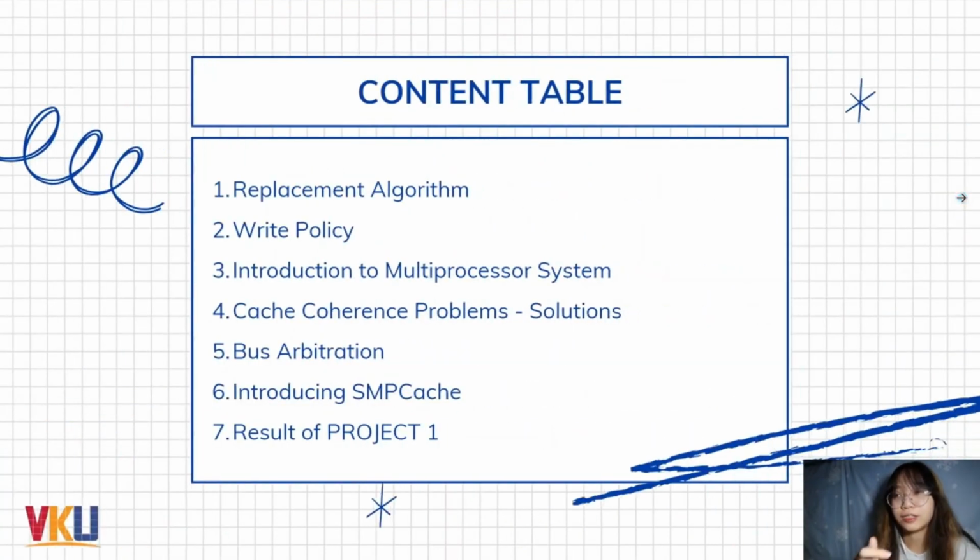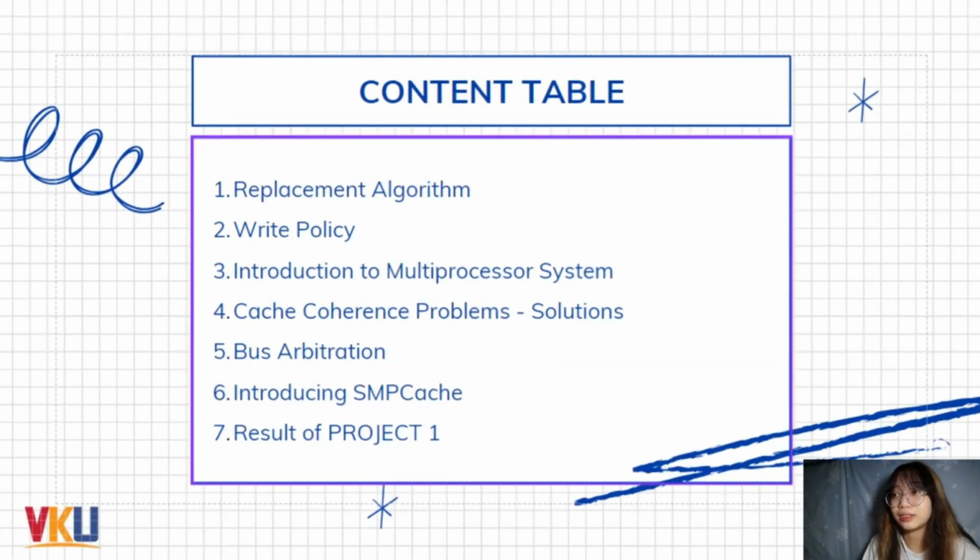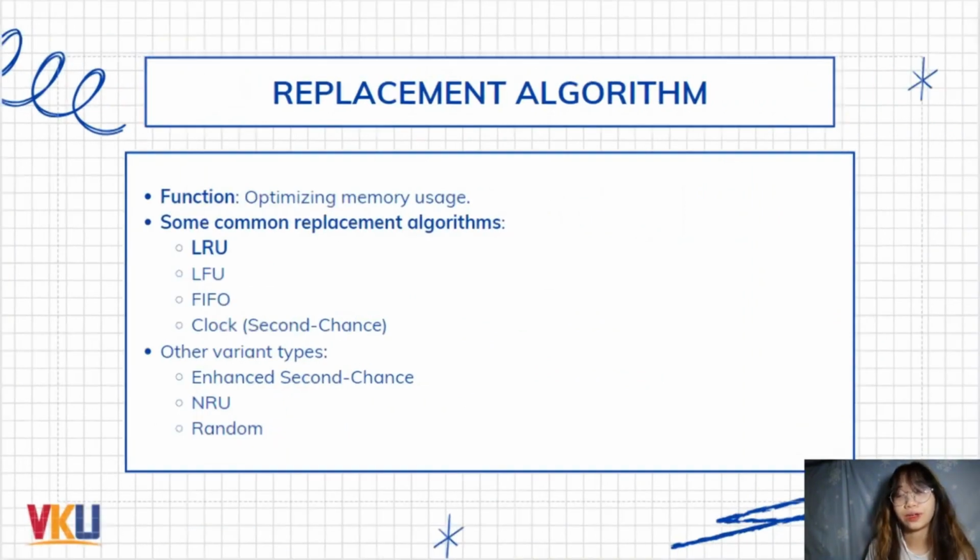So, in this presentation, I mainly discuss the following sections: the replacement algorithm, write policy, an introduction to the multiprocessor system, the cache coherence problem with its solutions, the bus arbitration, an introduction to the SMP cache, and my results of the project. First of all, we come to the first part of my presentation.